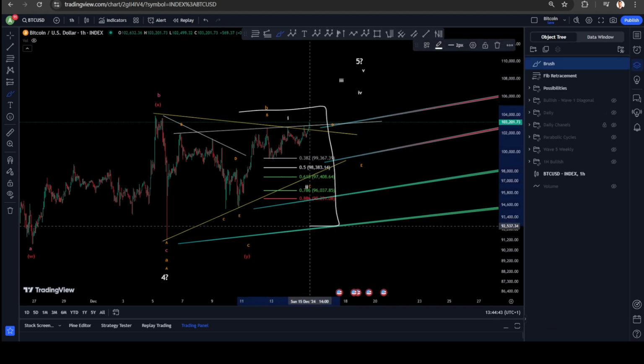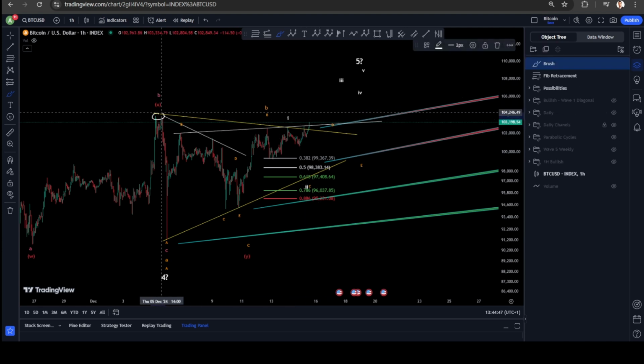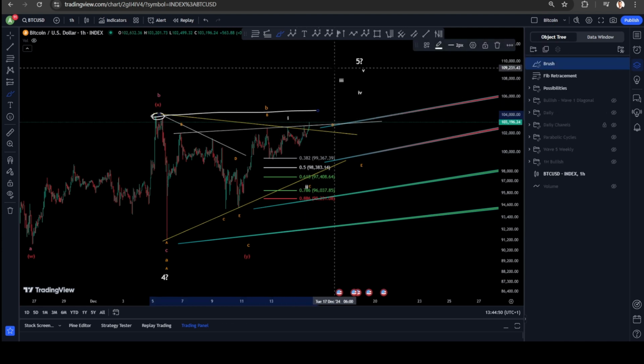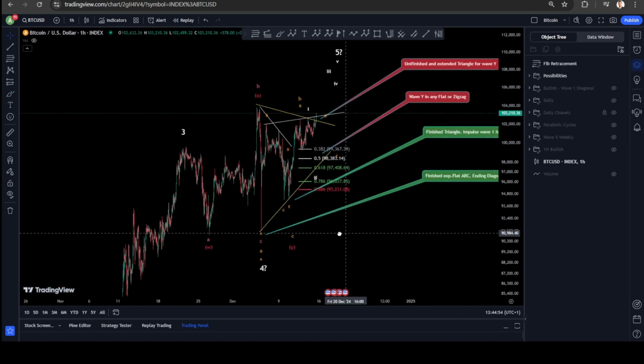Now this is the first bullish scenario, where you would like to see higher prices, take the high here, and then continuation towards the upside. Yeah, so this is your first bullish scenario.